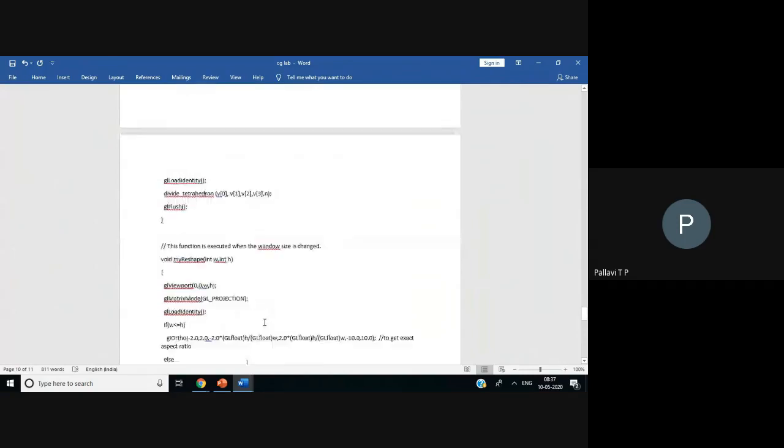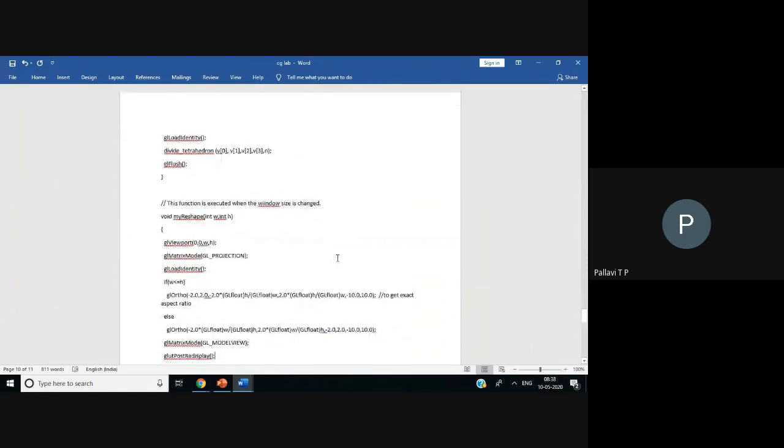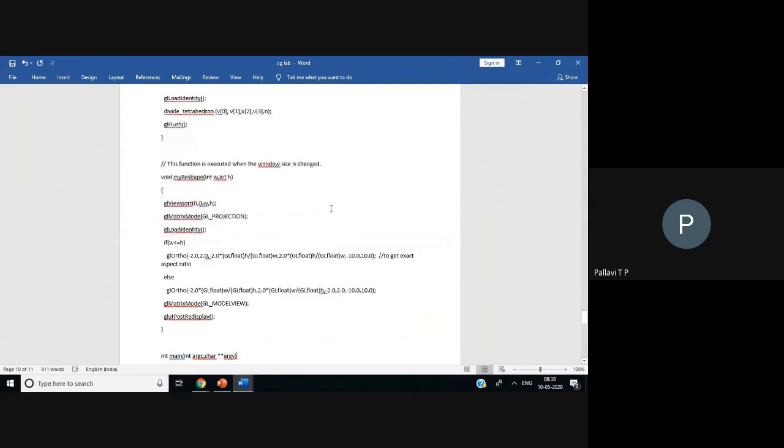Void myReshape. The function is executed when the window size is changed. What happens with void myReshape means, as we know we just keep on dividing the triangle into sub triangles, so the window changes. In case your user wants to make the output bigger or smaller, for that reason we are also changing the window size as well. For that reason, we are using void myReshape, with the window's width and the height.